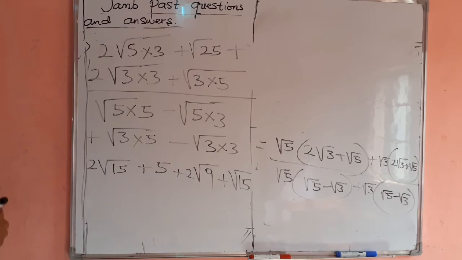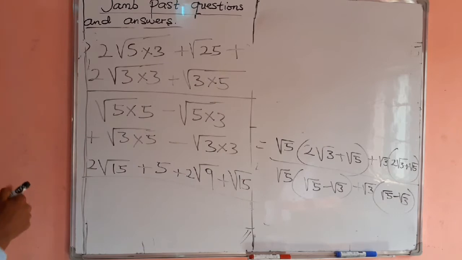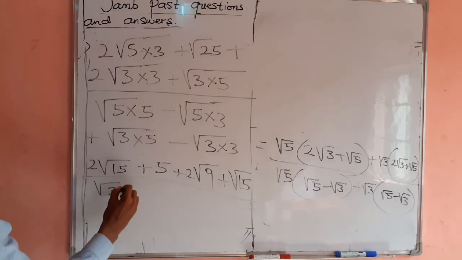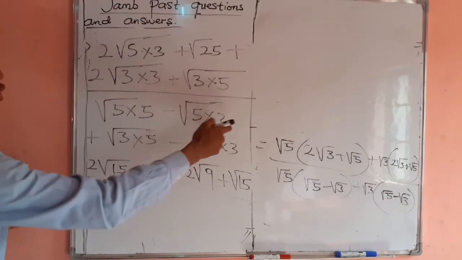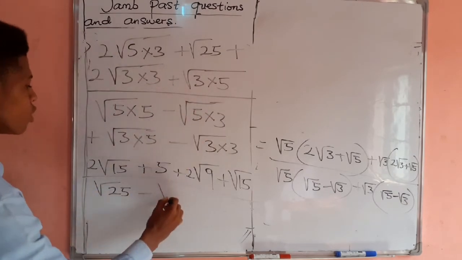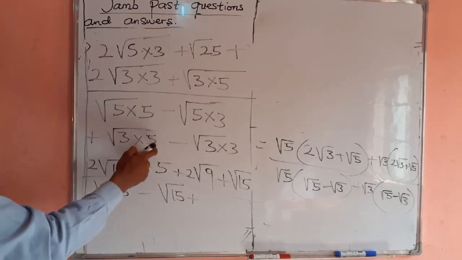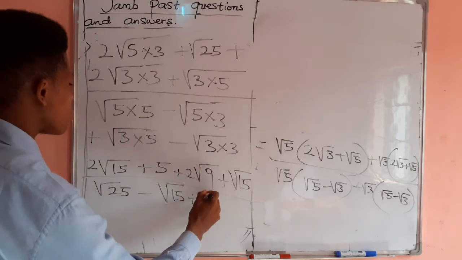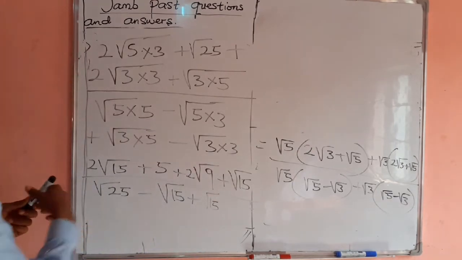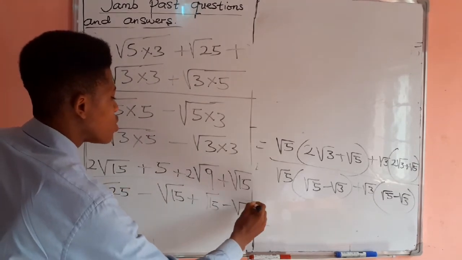So this is what you have first, over the second part. Over this now, 5 times 5, of course we know is 25. So this is root 25, minus root 5 times 3 gives us 15, root 15, plus 3 times 5 in root is 15, plus root 15, minus 3 times 3 in root is 9, minus root 9.